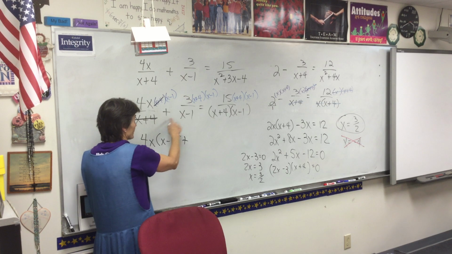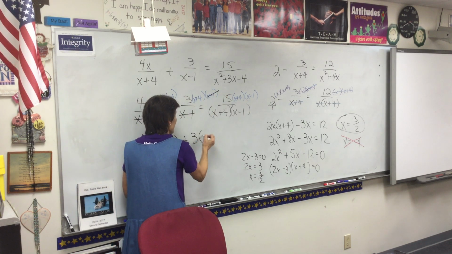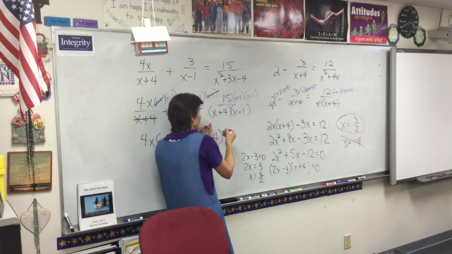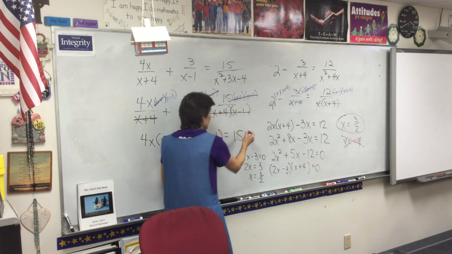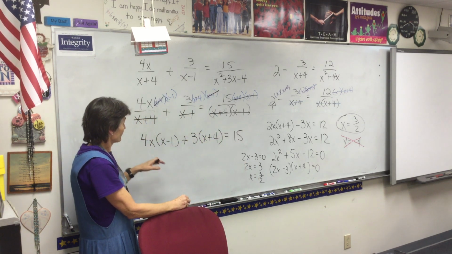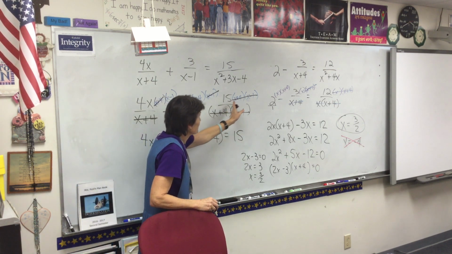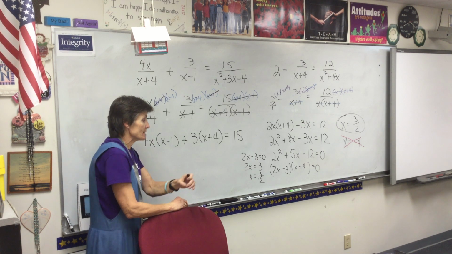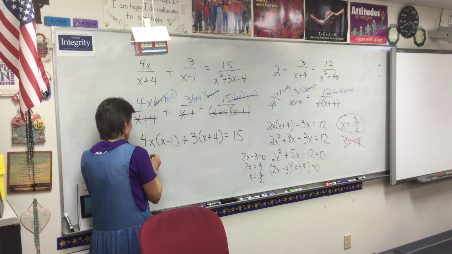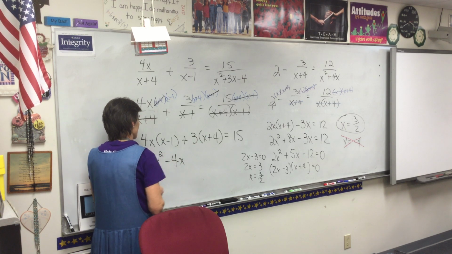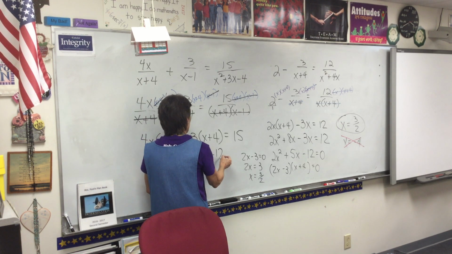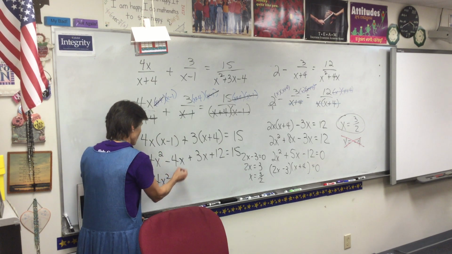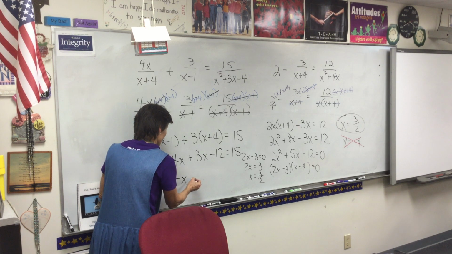Plus, now these cancel, and I'm left with 3x plus 4. Are you watching? Yes. What happens here? Everything. It's all gone except the 15, so it equals 15. Everything cancels. Now I see a bunch of you writing. What are you doing? Distributing. So 4x squared minus 4x plus 3x plus 12 equals 15. Yeah, the 15 is going to come over. I also can combine that, can't I?